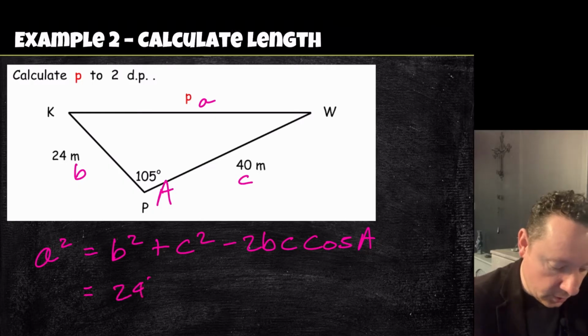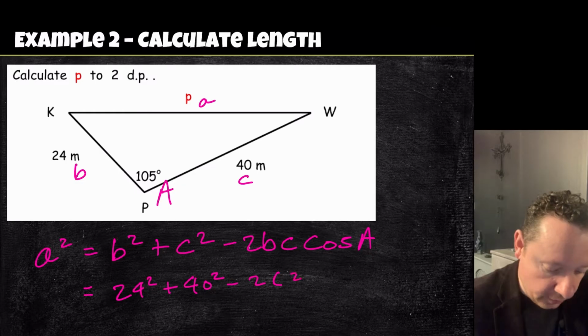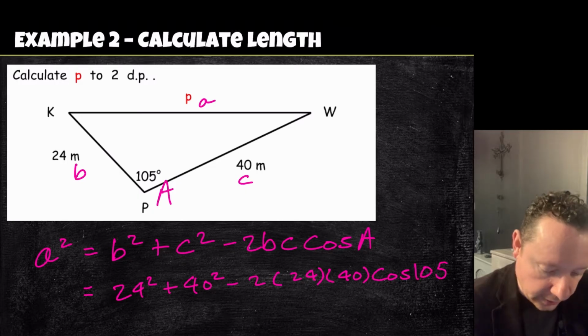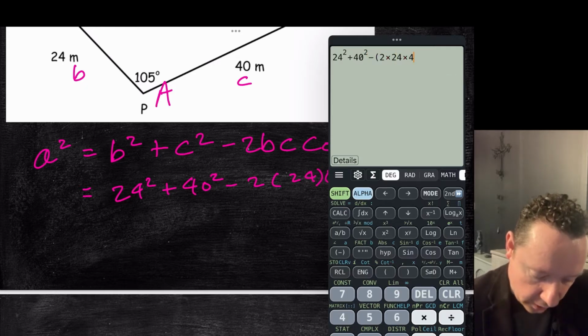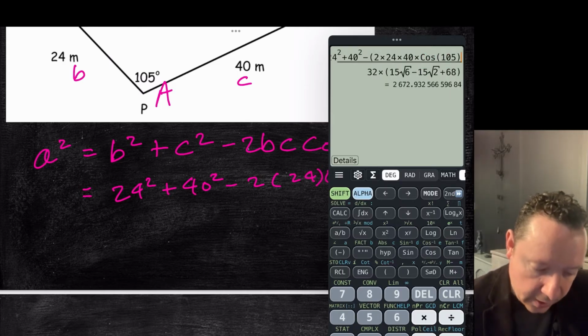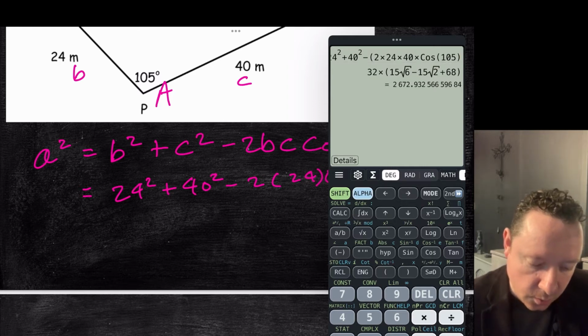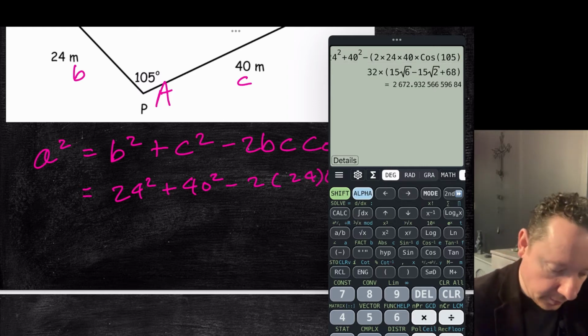24 squared plus 40 squared minus 2 times 24 times 40 times the cos of 105 degrees. 24 squared plus 40 squared minus open bracket 2 times 24 times 40 times the cos of 105. Close the bracket. We get 2672.933.